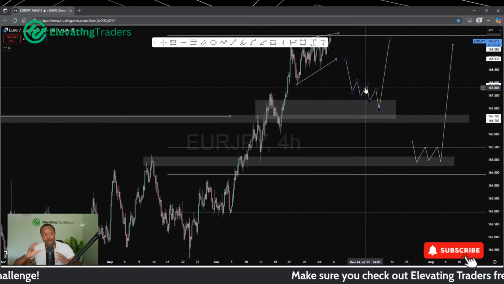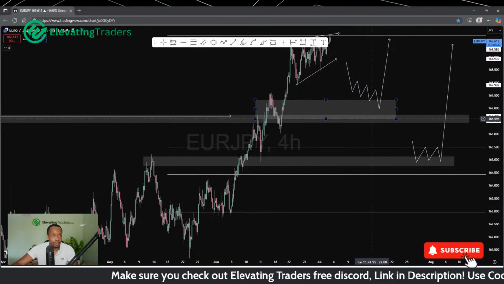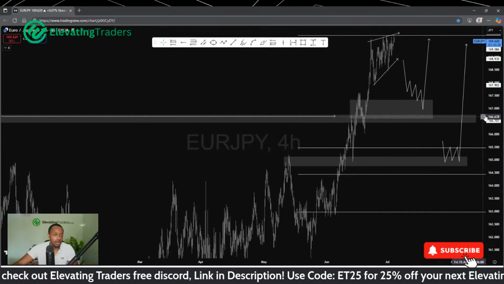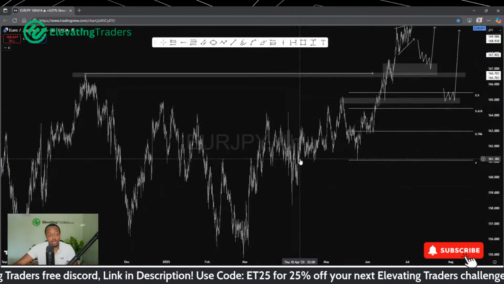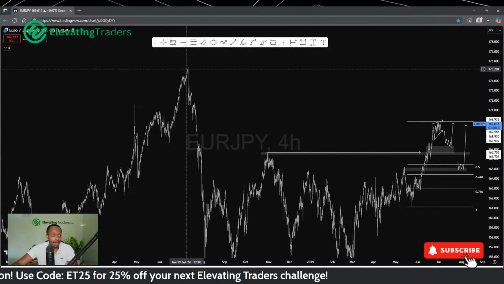It depends how price reacts and what we do. Things look very good. Maybe I do get long here. If not, I might be a bit more patient and wait for the bigger pullback. But yeah, Euro Yen to me just looks like a bullish market, clean break to the upside. Perhaps we are going to push back to highs.